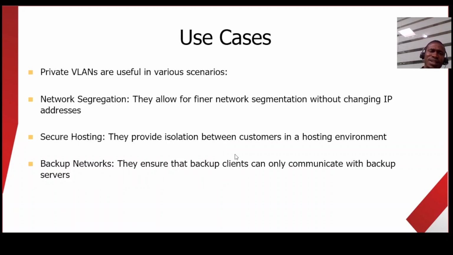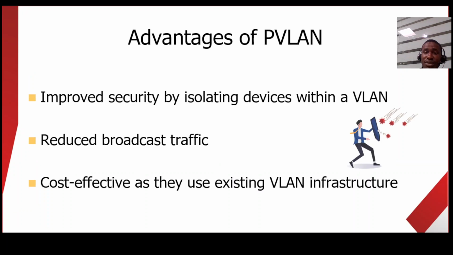So use cases. Private VLANs are useful in various scenarios. Network segregation: they allow for finer network segmentation without changing IP addresses. Secure hosting: they provide isolation between customers in a hosting environment. Backup network: they ensure that backup clients can only communicate with backup servers. I also gave you some scenarios. PVLAN improves security by isolating devices within a VLAN. So if a server is compromised, let's say in isolated, the attacker can't just hop to another VM, even if he's using whatever tool. That's the first line of protection. They reduce broadcast traffic and are cost effective as they use existing VLAN infrastructure.